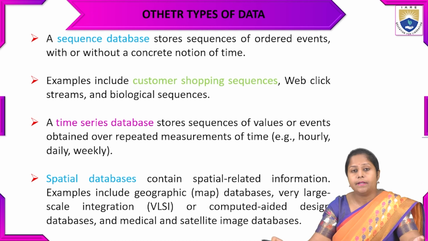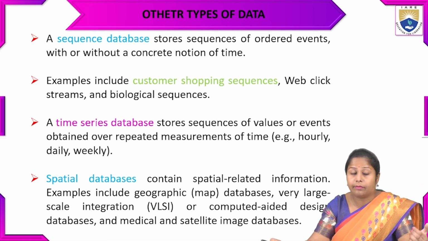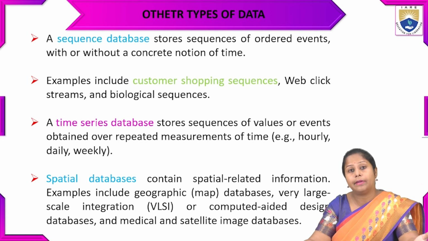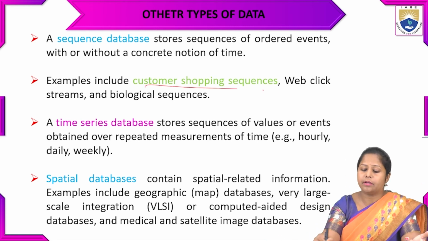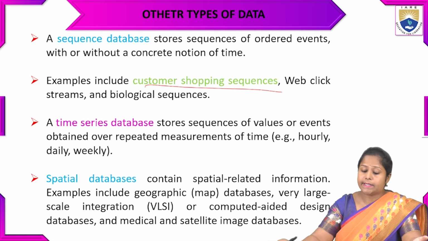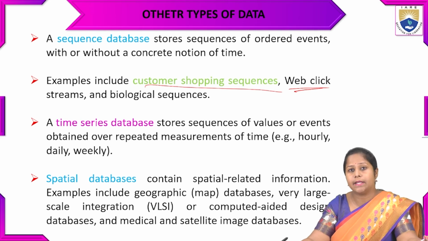A sequence database has a sequence of ordered events, with or without concern for time. It is not concerned with time, but with the sequence order of events. For example, customer shopping sequences, web click streams, and biological sequences. For web click streams, how many times one user has clicked on a website, that type of data is stored as a sequence database.